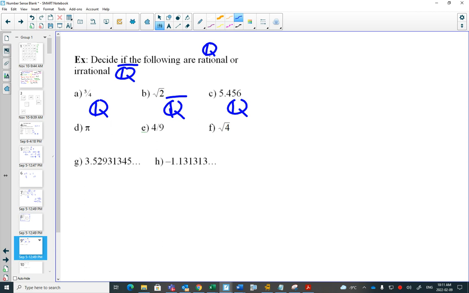Pi. That'd probably be the number one thing you'd go to buy at a grocery store if it was numbers. I think so. 4/9? Rational, because it's a fraction. What about the square root of 4? Ooh, it's a sneaky one, right? Because it's equal to 2. Maybe you want to put that beside there. It would just be rational.